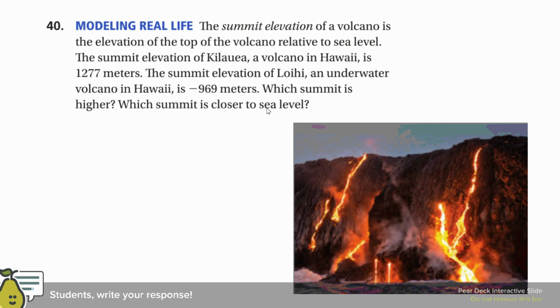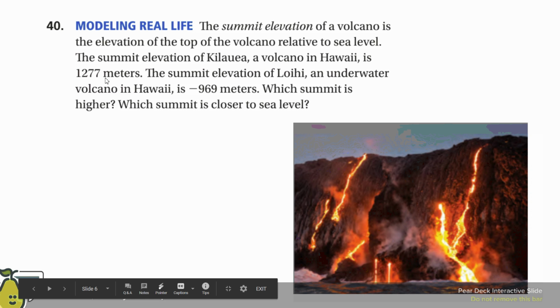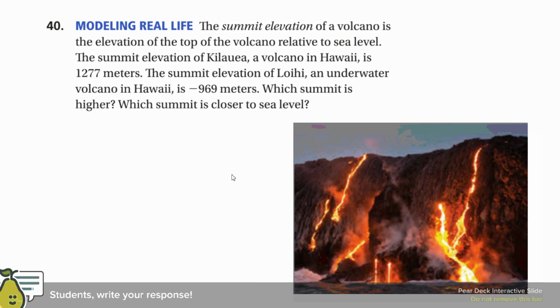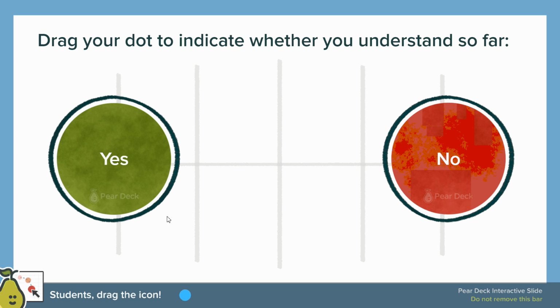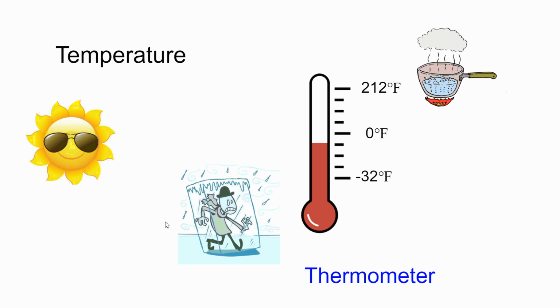Here's another question. Same thing, but which summit is closer to sea level? Well, we took the absolute value of both of these numbers. The smaller number would be closer to zero, so Lohi would be closer to sea level because it's less far to get to sea level, 969 meters, whereas Kilauea is 1,277 meters. So it's absolute value. I hope you understand what's going on so far. If you're not sure, rewatch the video and let me know how it's going if you write down your questions.